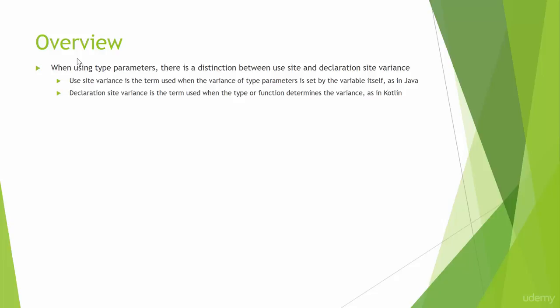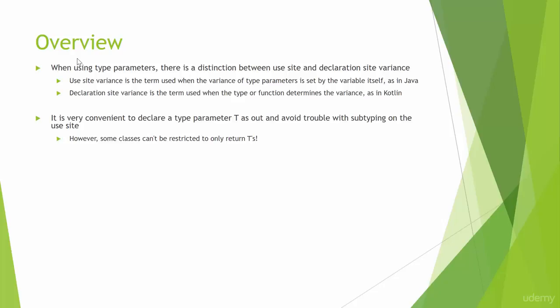Declaration site variance is the term used when the type or the function determines the variance, as in Kotlin. This is when you specify out and in. You're specifically saying this is the variance. It's either covariant, contravariant, or if you don't specify anything, it has default invariant. Okay, so declaration site variance is what Kotlin uses. Use site variance is what Java uses, even though everything in Java is invariant.